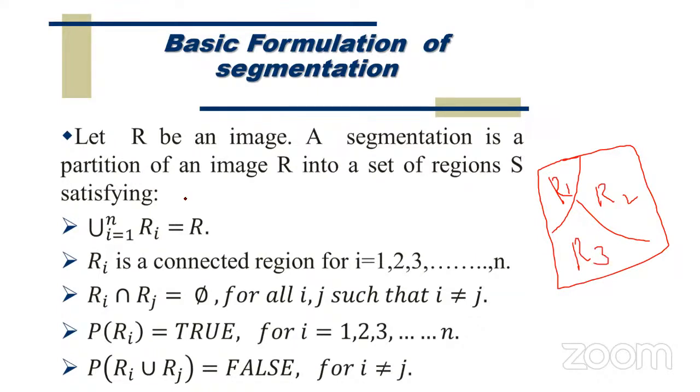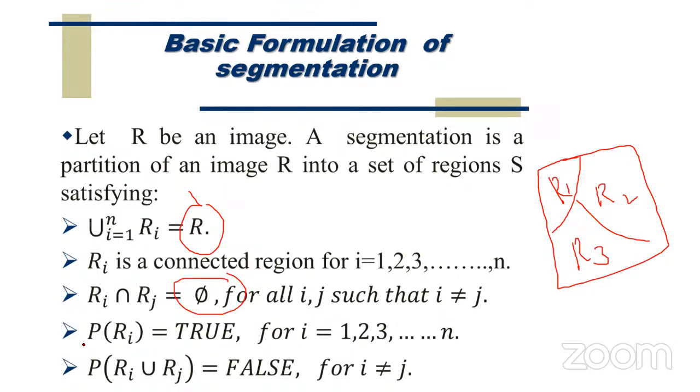So when you combine all the three regions, you will get the original image. That's the meaning of this first condition. So if you go for generic regions I to N, next, each region is connected, obviously, and the intersection of R1, R2, or maybe R2, R3, has no common element, that's why it is empty. And P of R is 2.